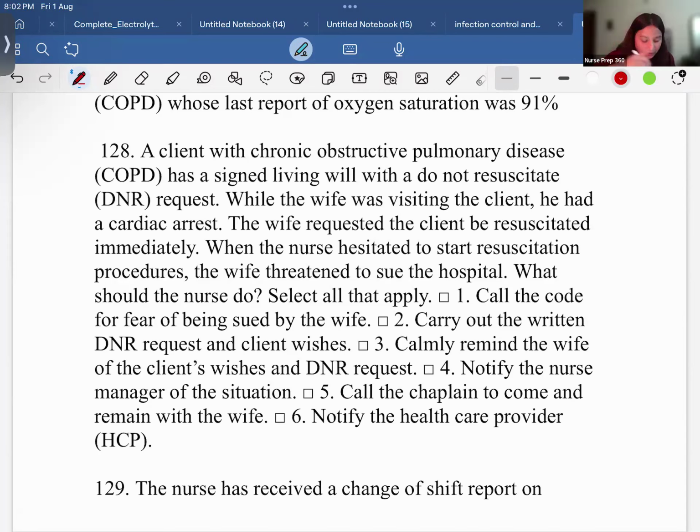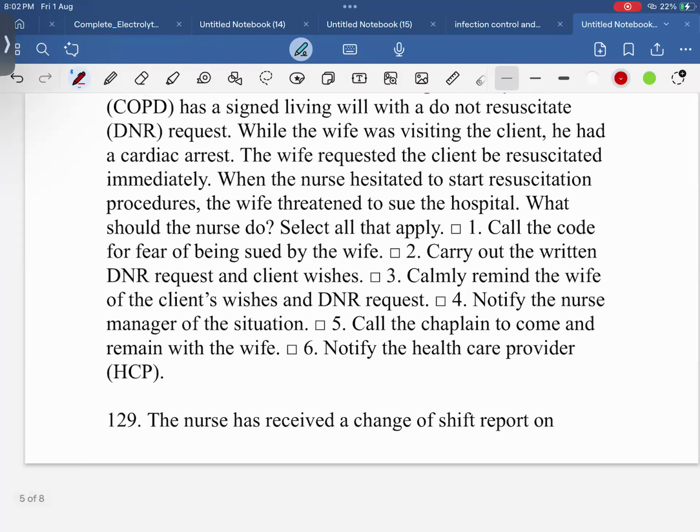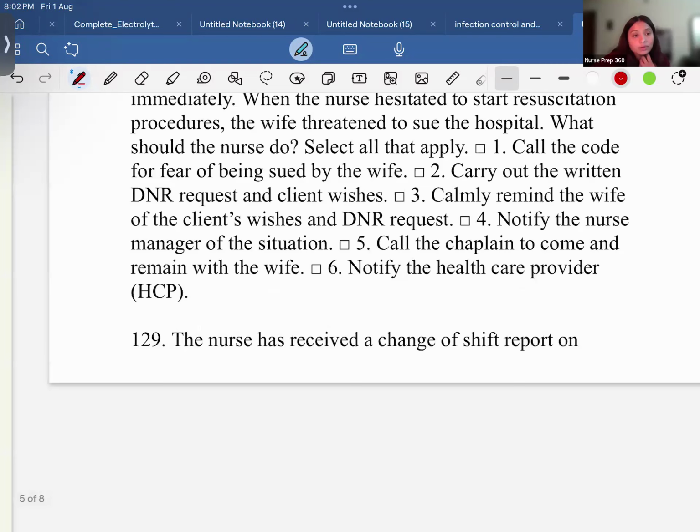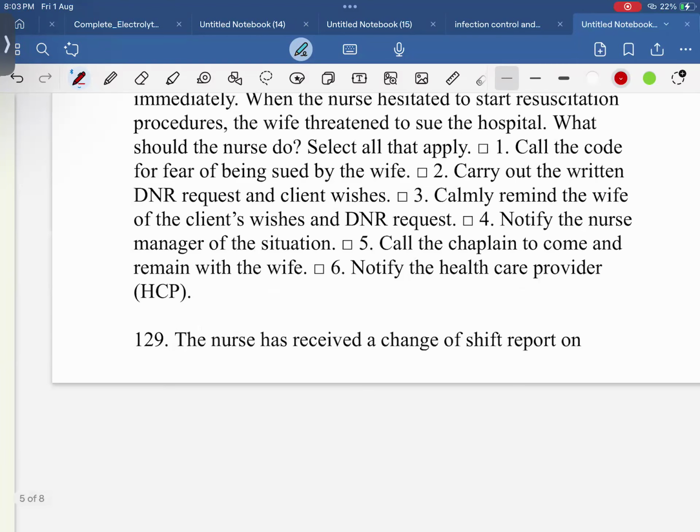Okay, Farhad, read question number 129. I can't see 129, it is 128 in front of me. Ma'am, scroll, it is 128. Please scroll down. Can you see the last line? The nurse has received a change of shift report on.